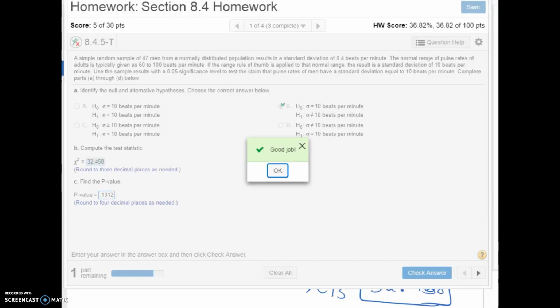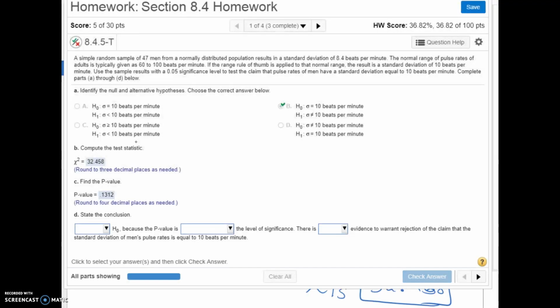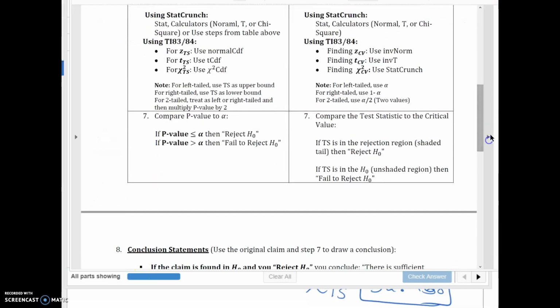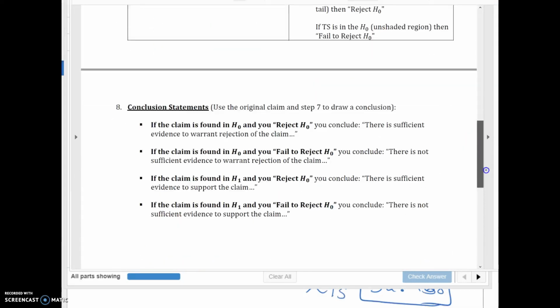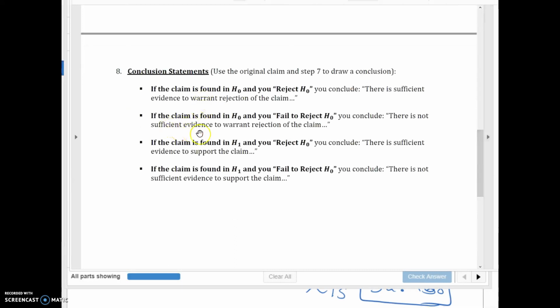And then from there, you're going to compare that p-value to the alpha, which was 0.05, and go through steps 7 and 8 to see what your conclusion is. In this case, my p-value is greater than the alpha, so I'm going to fail to reject the null, and my original claim was in the null, so I'm doing the second statement. My claim is in the null, and I failed to reject it, so there's not sufficient evidence to warrant rejection.